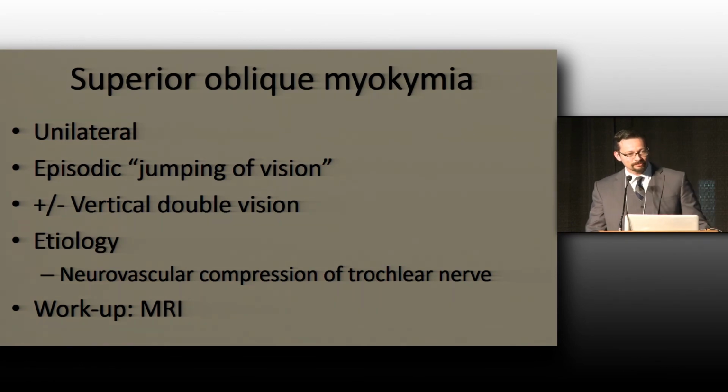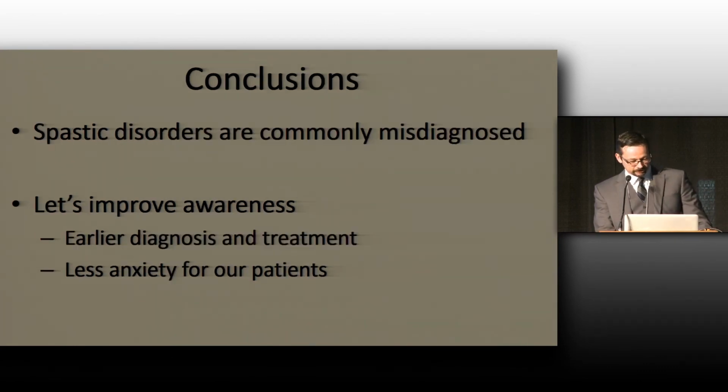Sometimes the torsional movements are more prominent than the vertical jumping. So many of these patients say, my vision is jumping. But sometimes they have a hard time describing that, and they'll just say, my eye's twitching, right? The workup in this case is an MRI. Most of the time it's normal. If it does show something, it usually shows an abnormal blood vessel pushing on that trochlear nerve. And generally, this is something we would treat medically as opposed to surgically.